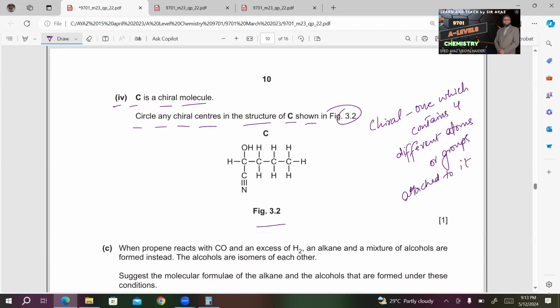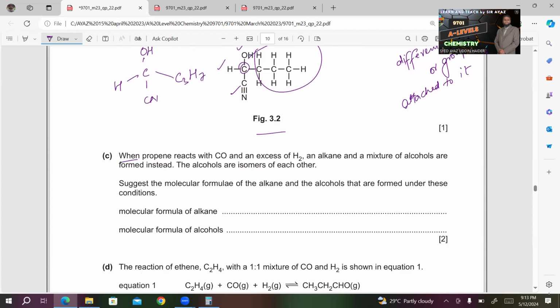So if you look at this, the carbon, it must be having 4 different groups. We have OH group, hydrogen, CN, and this one. The structure must be like this. Let me say chiral. So we have C3H7.